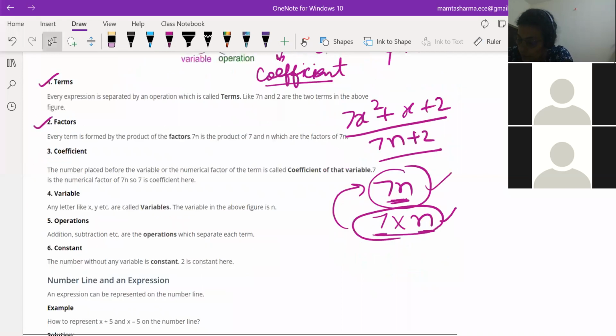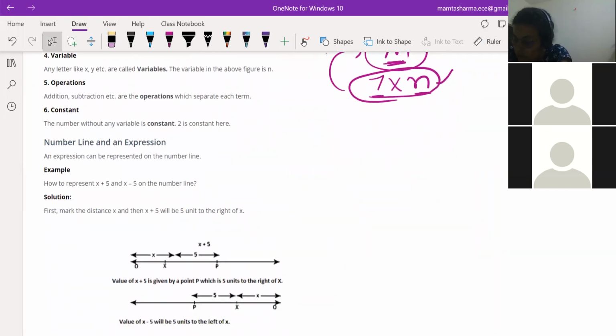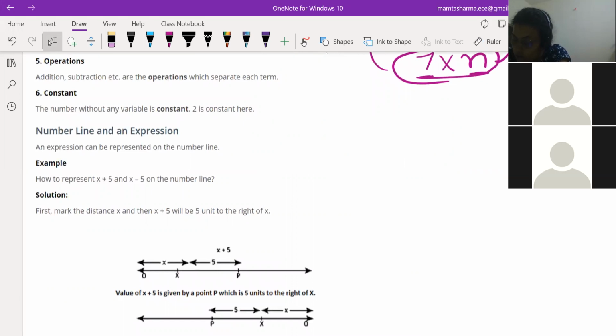Now we will see the number line and expression. How would you represent any expression on a number line? If I say I have x plus 5 and x minus 5, how would you represent them on the number line? If it is x plus 5, everything is positive, so you can represent this on the right hand side of 0. And if it is x minus 5, since minus is here, minus 5, that would be represented on the left side of 0.